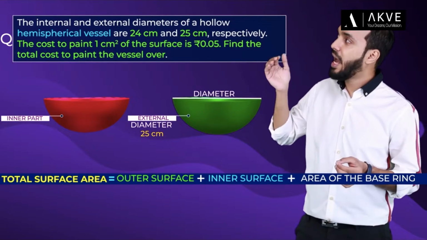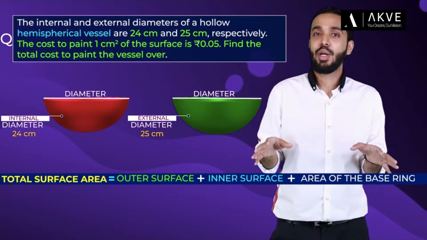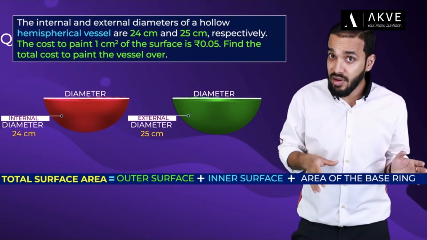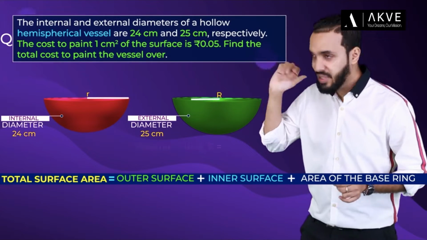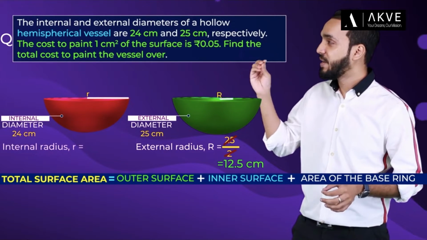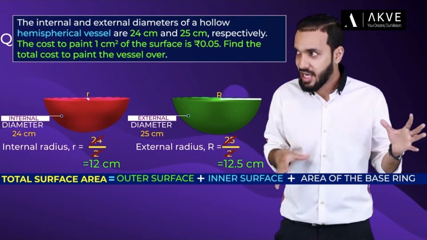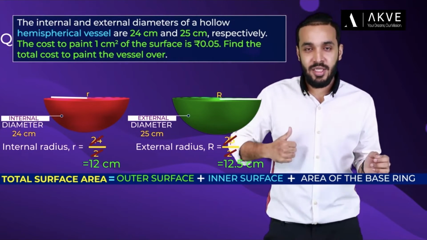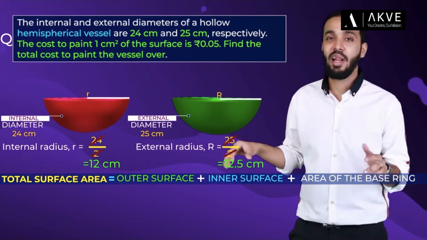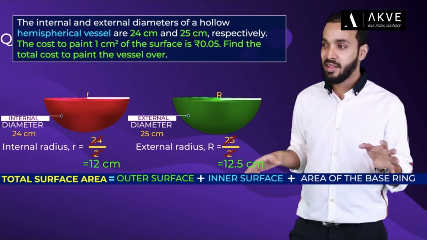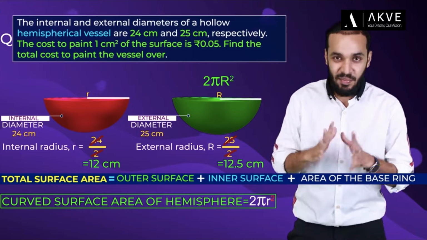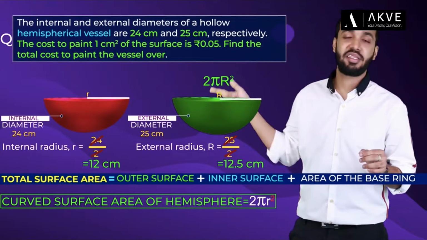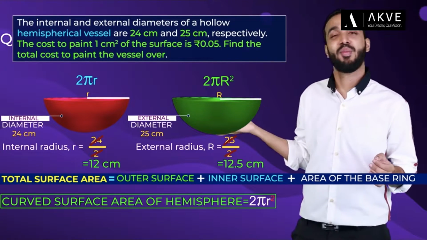The external and internal diameters are available, so having them would give us the external and the internal radii, say capital R and small r respectively. And once the radii are known, we can substitute their values in this formula to get the two areas. The outer surface area would be 2 pi capital R squared and the inner surface area would be 2 pi small r squared.